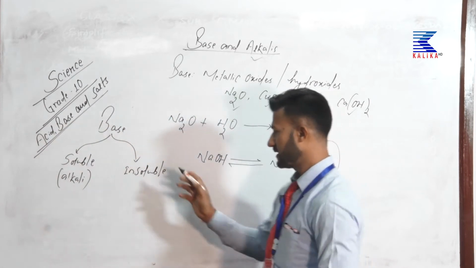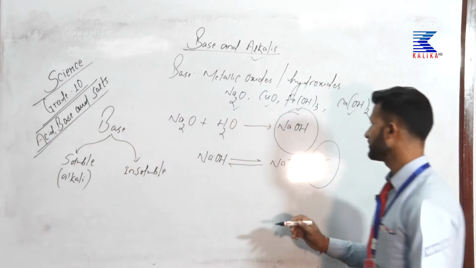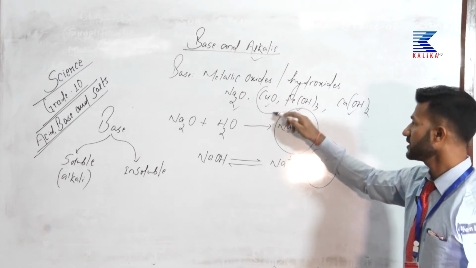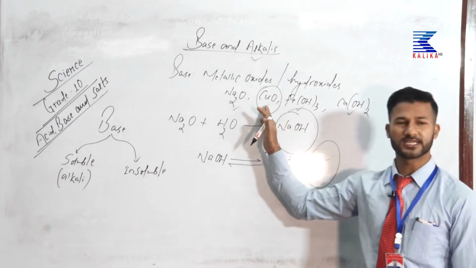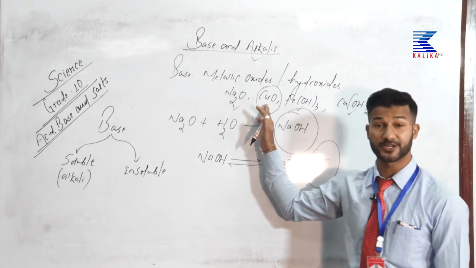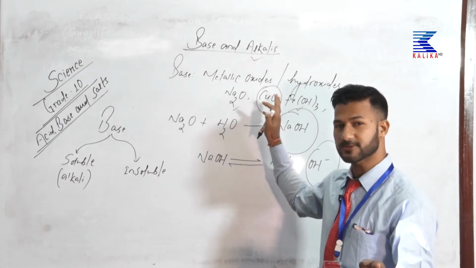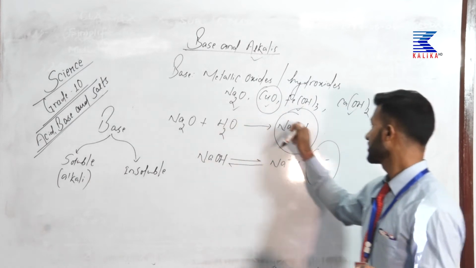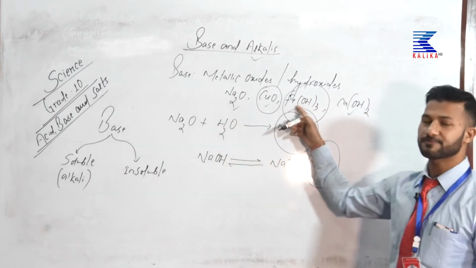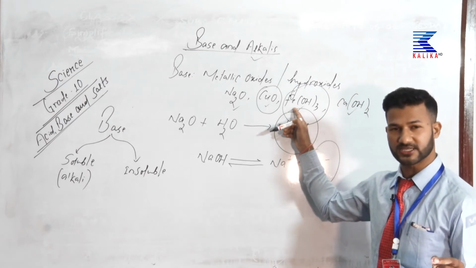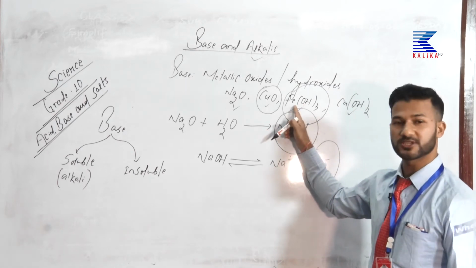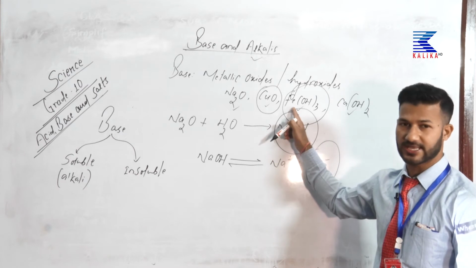For example, let me bring here one example. Look at this, copper oxide. This does not dissolve in water. It does not produce hydroxide ion when dissolved in water. That is why it is just a base but not alkali. Coming to this, this also does not produce hydroxide ion when dissolved in water. That is why it is also just a base but not an alkali.